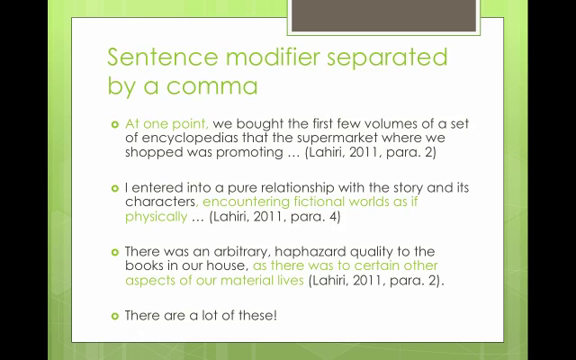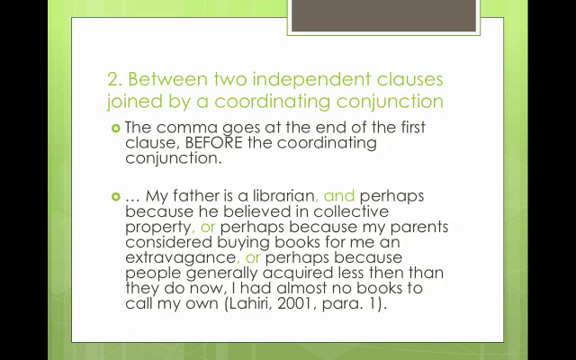If the modifier goes before the independent clause, the comma goes after the modifier. If the modifier comes after the independent clause, the comma goes before it. Pretty simple, but what we see is there are commas throughout. The places where the commas occur are predictable. The second place that we'll see commas occurring is between 2 independent clauses, which are joined by a coordinating conjunction.